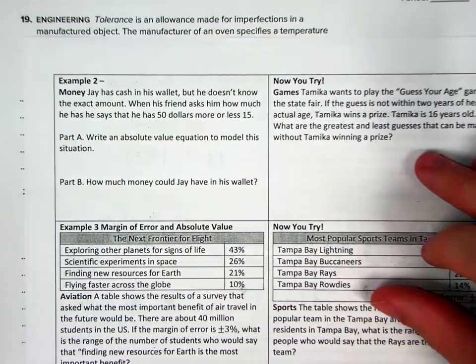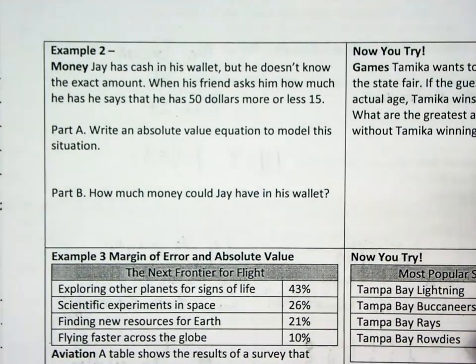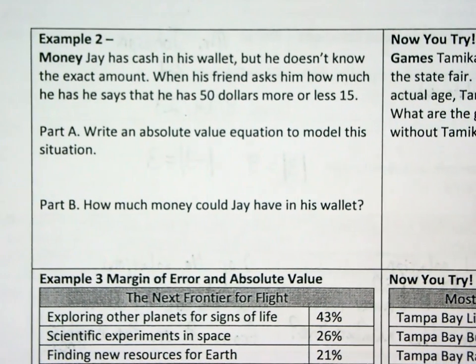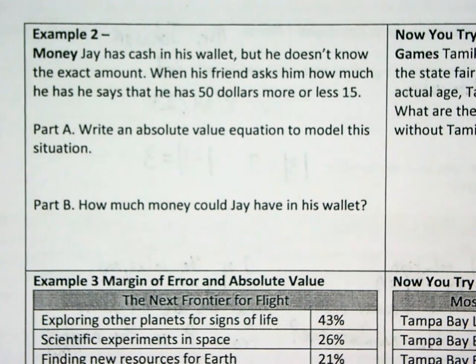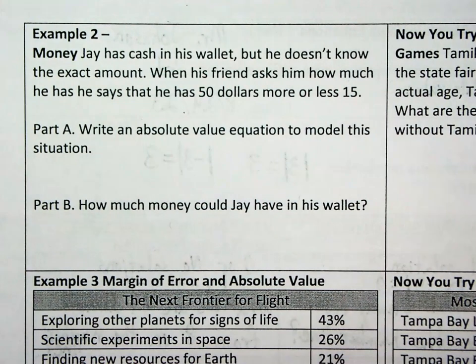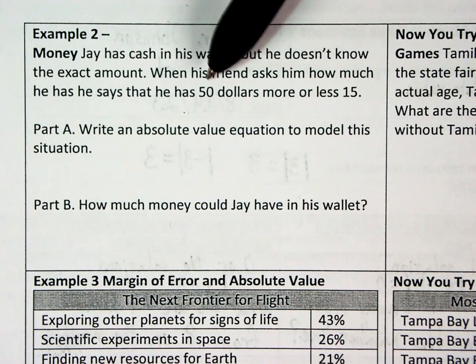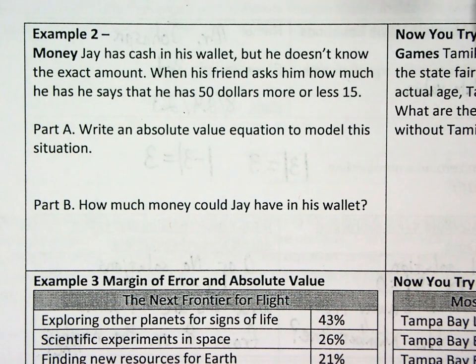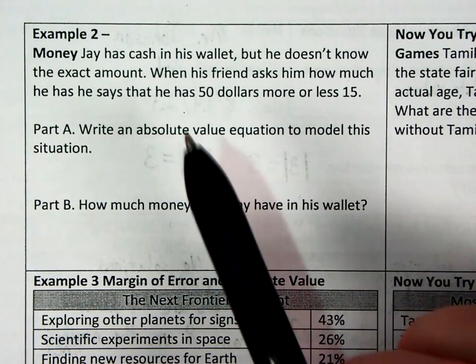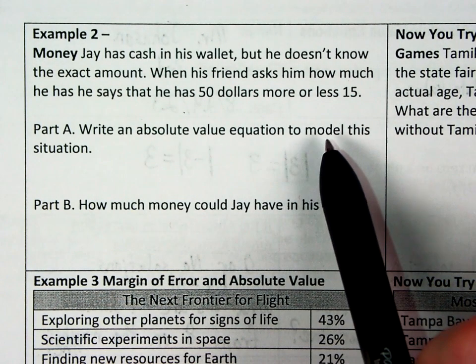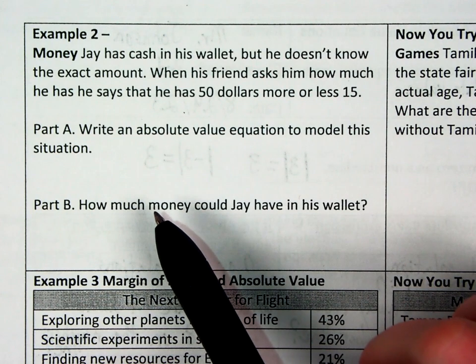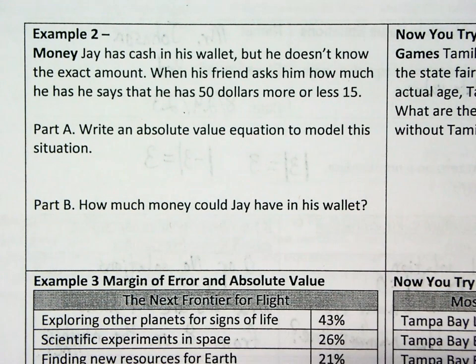We have another quick example here, zooming in a little bit more. For example 2, this is going to be a common thing you could imagine. Jake has cash in his wallet, but he doesn't know the exact amount. But he has a reasonable guess. When his friends ask him how much he has in his wallet, he says he's about $50, more or less 15. We're going to write an absolute value equation to model this situation, and we're going to then figure out how much money he could have had in his wallet.